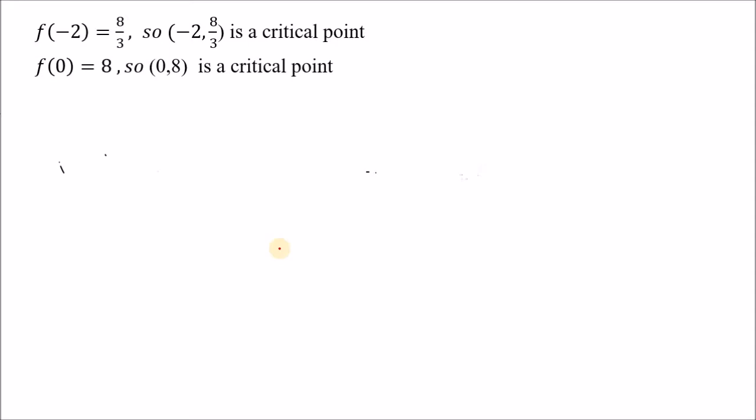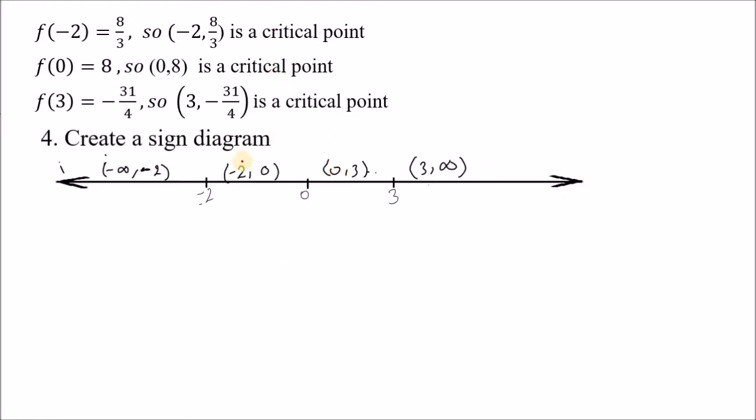The second critical point happens at 0. So if you plug 0 into the original function, you're going to get 0 and 8. If you plug 3 into the original function, you're going to get negative 31 over 4. So we have 3 critical points. Now, those 3 critical points are dividing the domain of the function into 4 intervals.